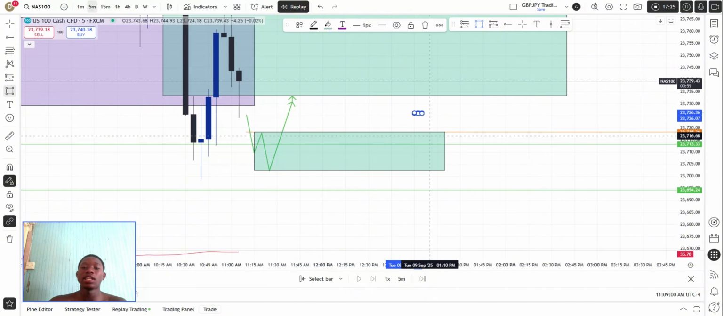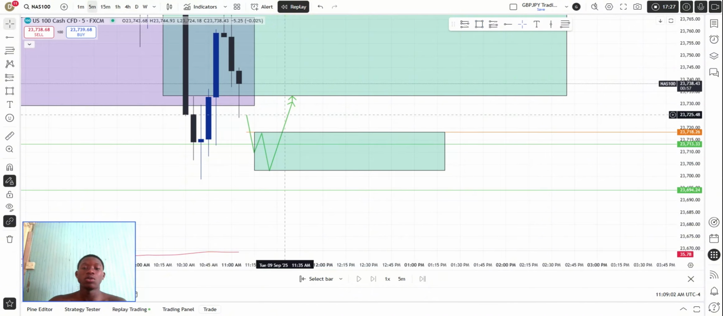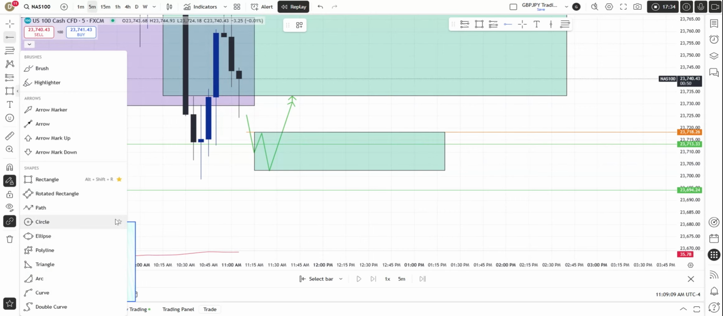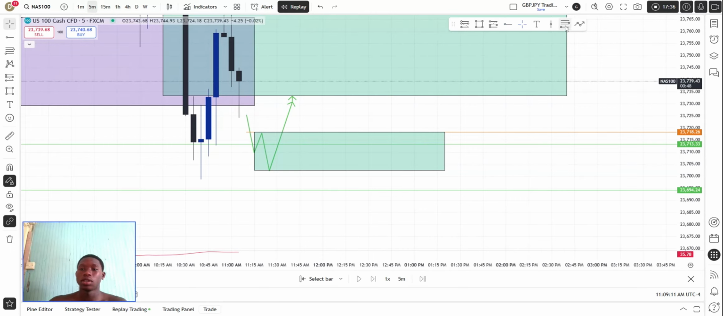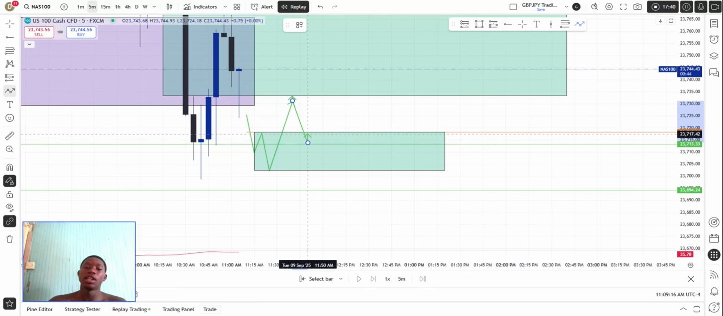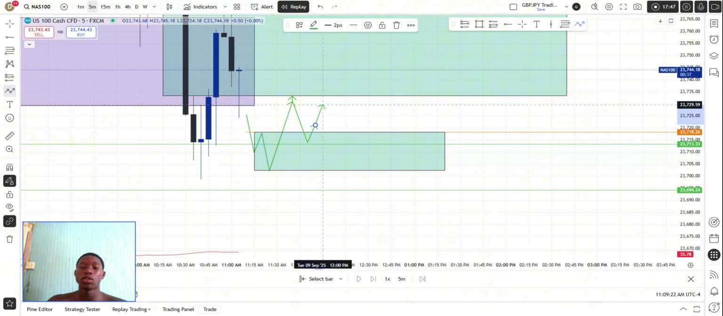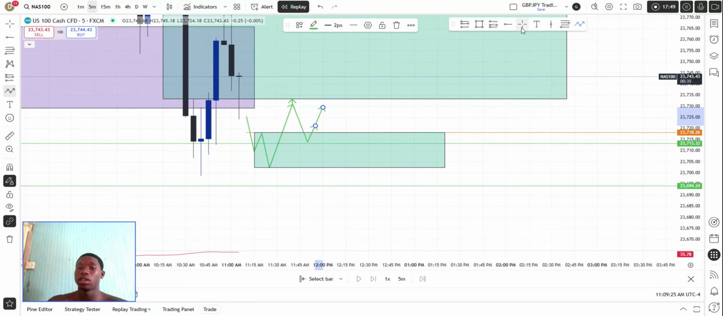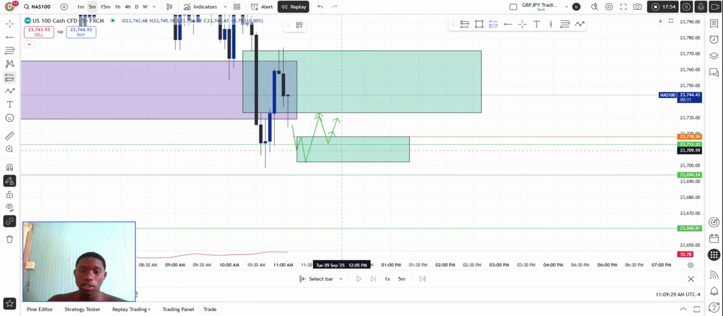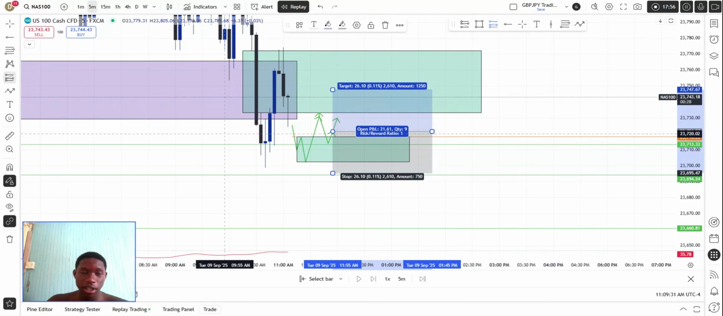And then we would look for price to trade into that area and then create a confirmation on the 1 minute, because right now we're on the 5 minute uptrend, and then we could just take longs. Let's say we take that trade right there.